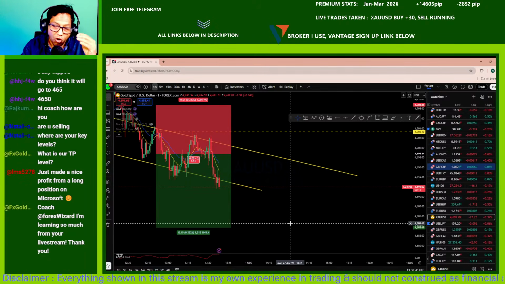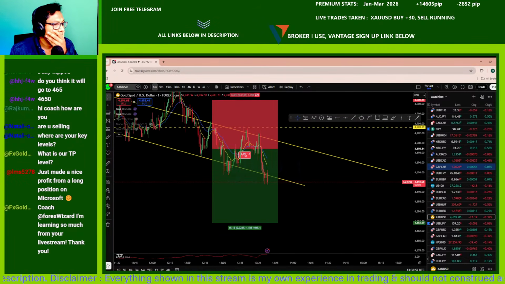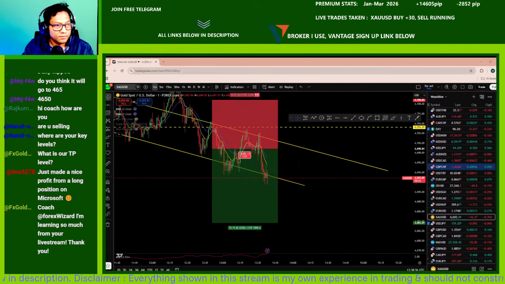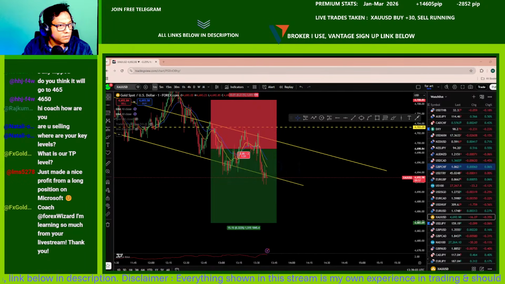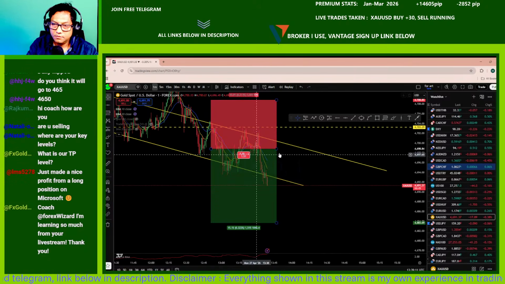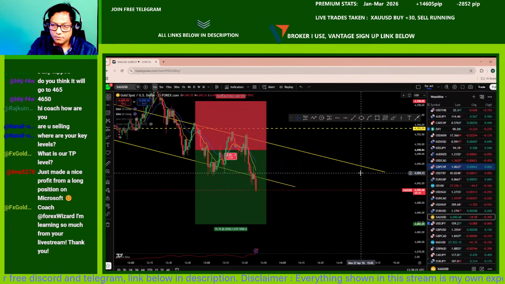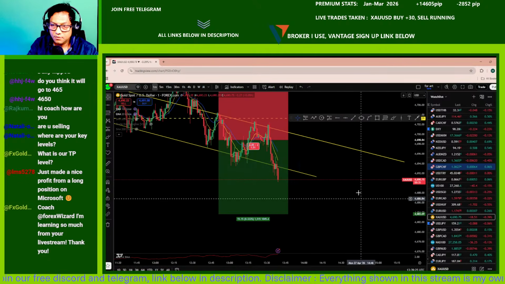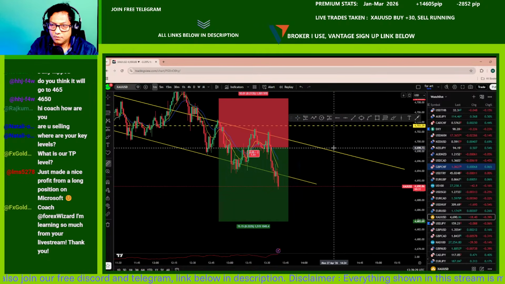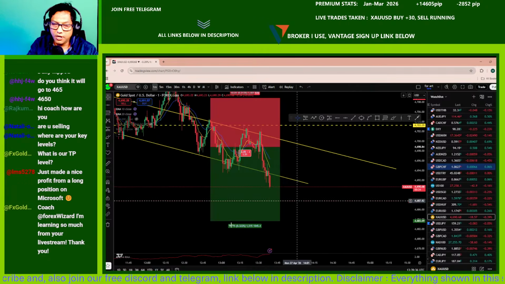Okay, it's coming down here. There you can see off this level. And 50 pips is what you're looking for. Currently we are running nearly 80 pips.